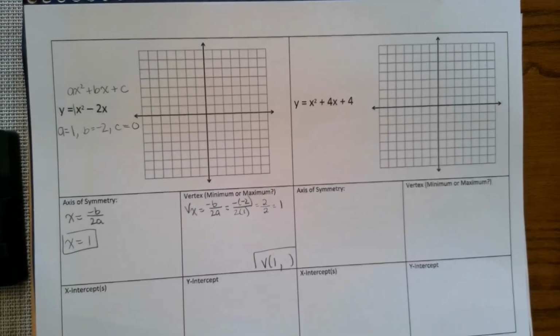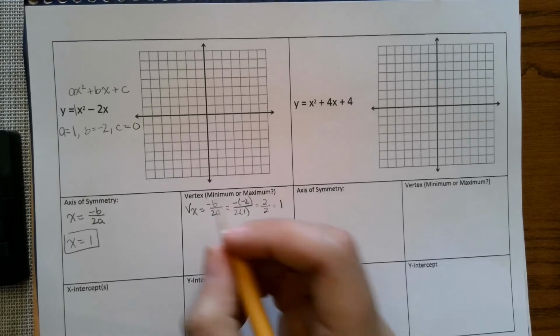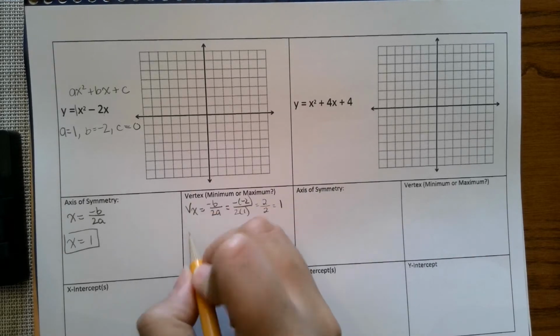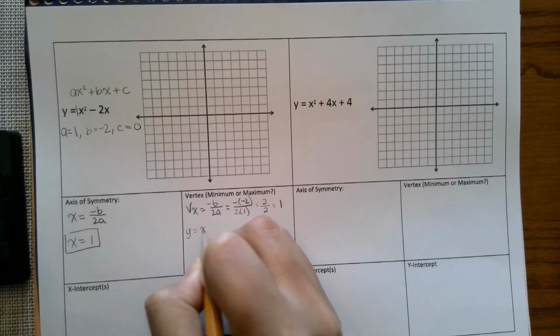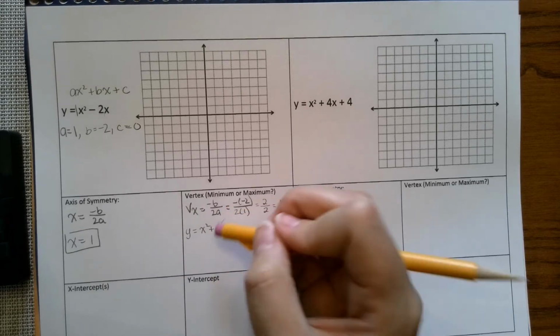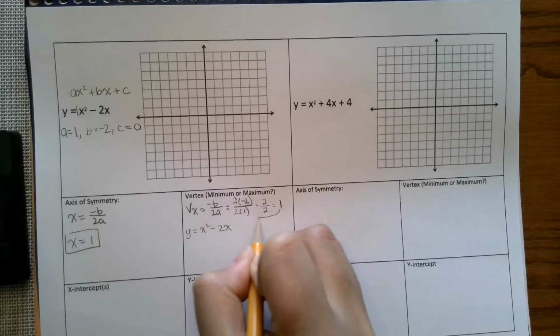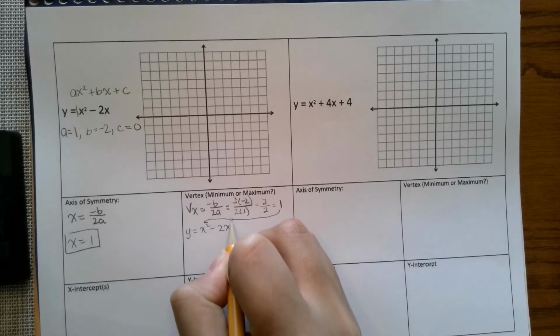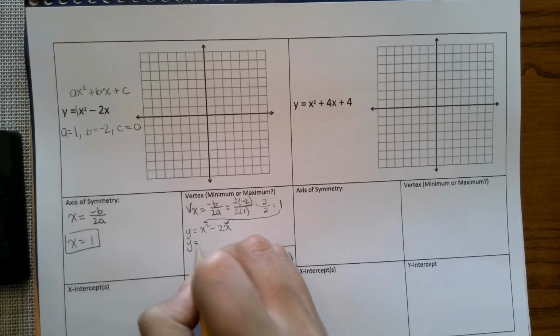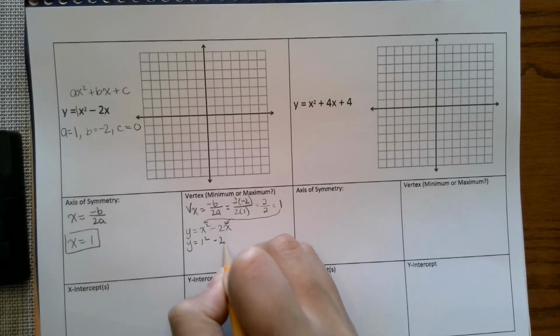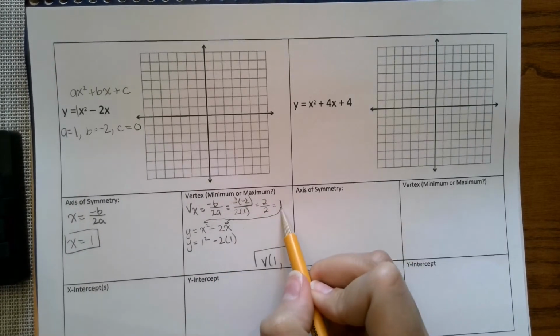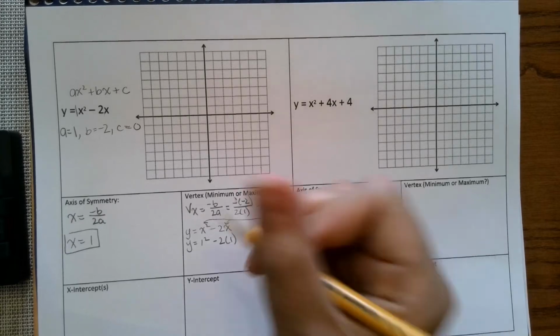Okay, now to find the y value of my vertex. So here I have y equals x squared minus 2x. I'm going to plug in my x-coordinate to find the y of my vertex. So I have 1 squared minus 2 times 1. By the way, if this was a negative, you would want to plug it in with parentheses.